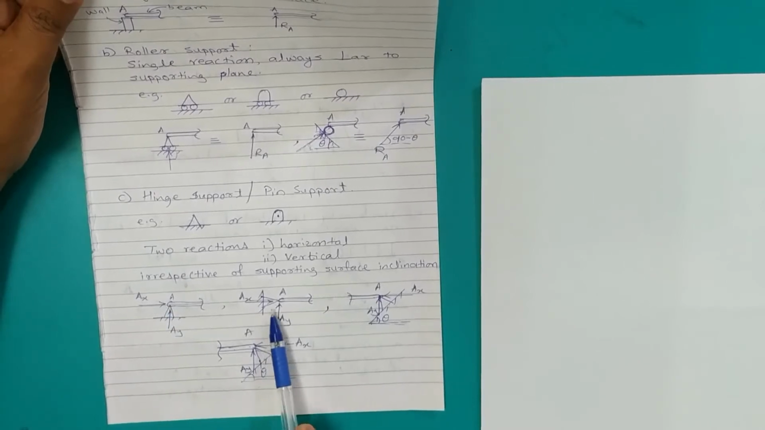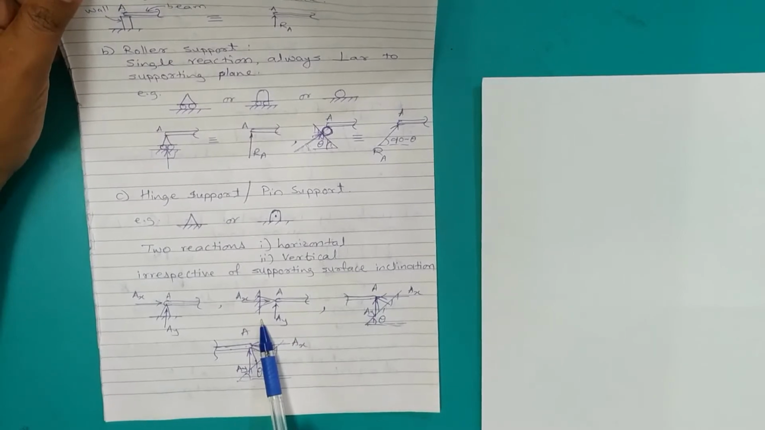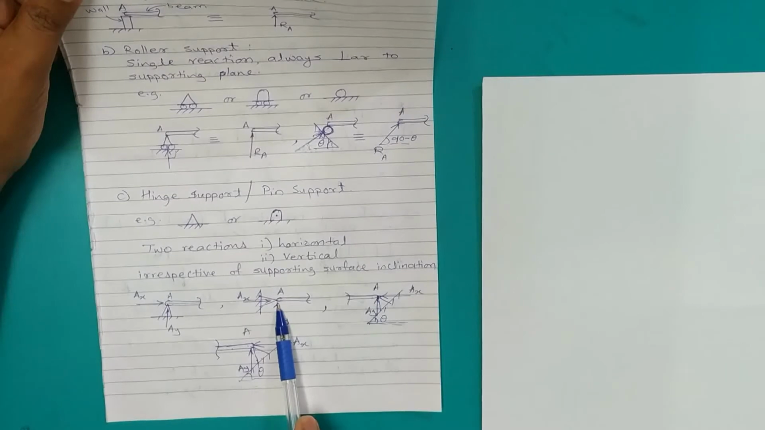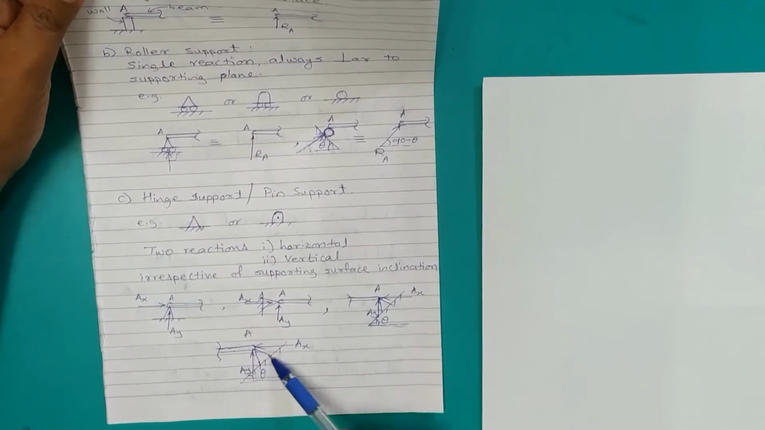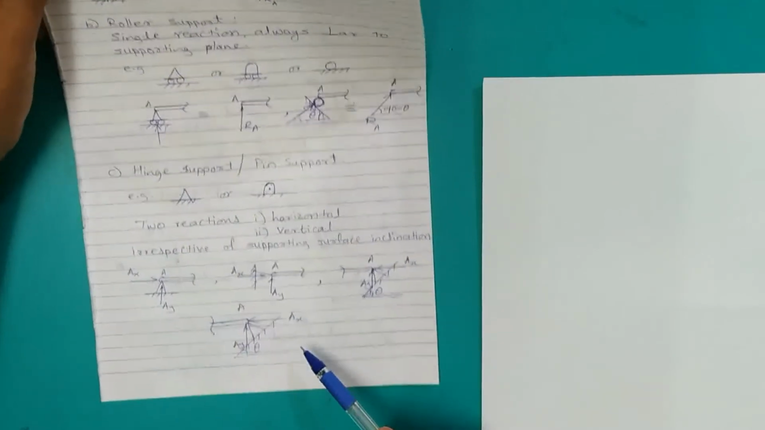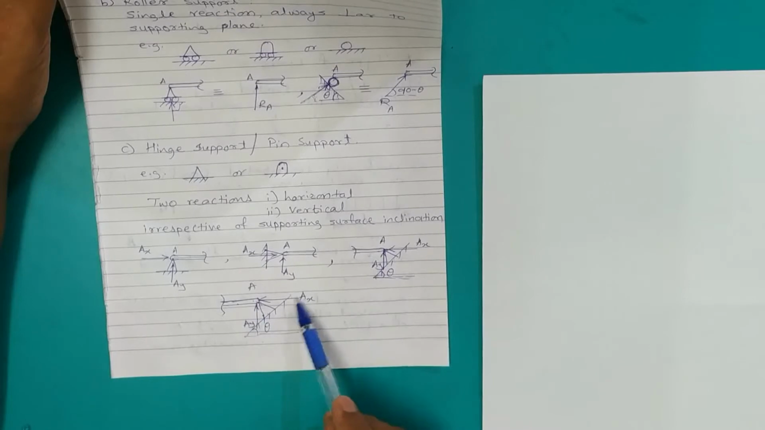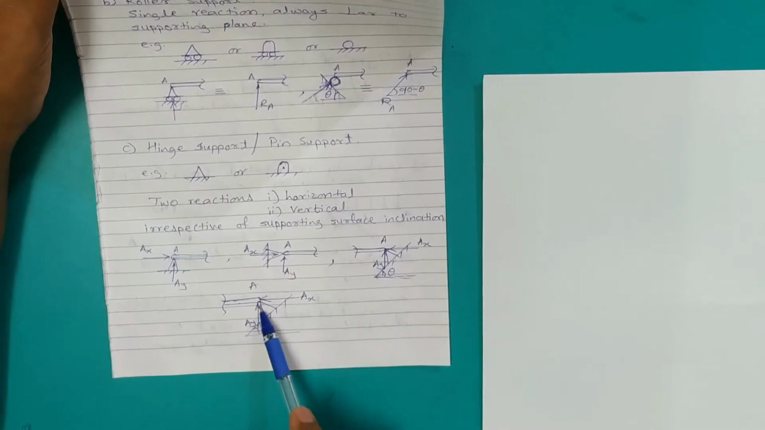Here we have shown a hinge supported by a vertical surface, but still here also we are going to have one horizontal and one vertical reaction. Not only that, even if we place a hinge on an inclined surface, there also the reactions exerted on the hinge are always going to be one horizontal and one vertical.